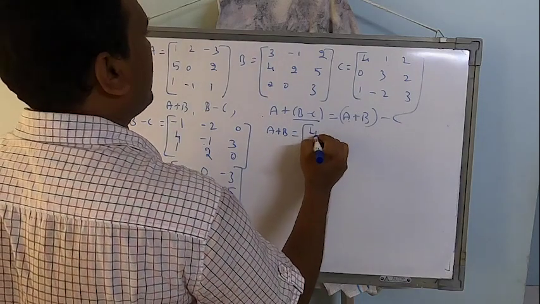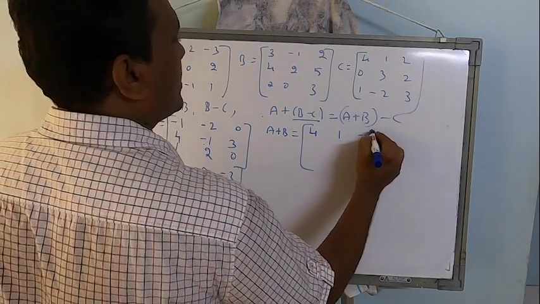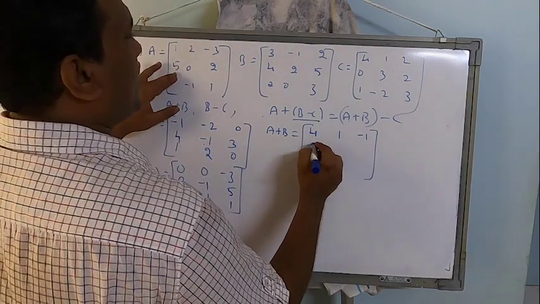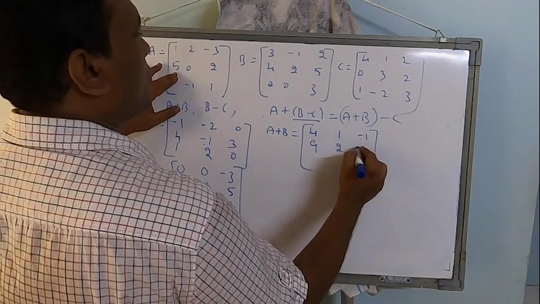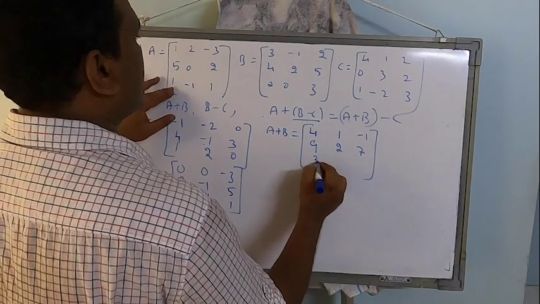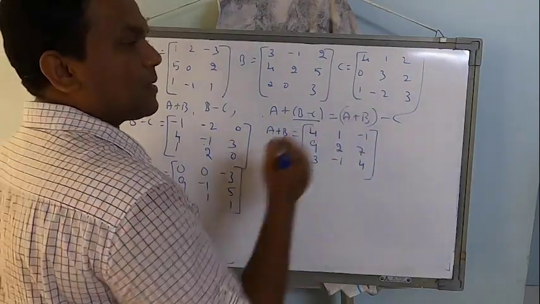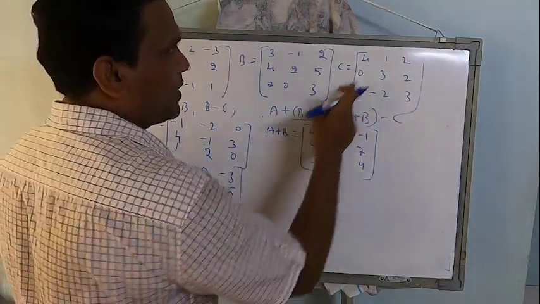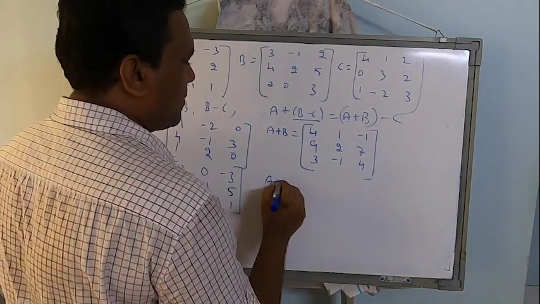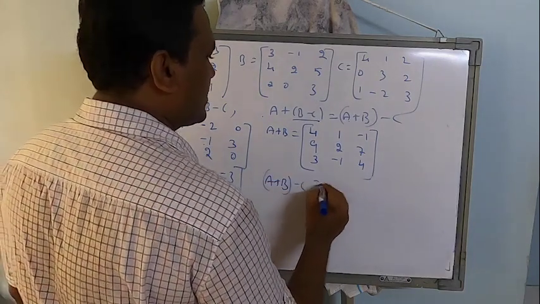Now to find the RHS value, let me start with A plus B, addition of A and B. So it's going to be 4 1 minus 1. The next is going to be 9 2 7. The next is 3 minus 1 4. This is A plus B. A plus B should be subtracted with C.